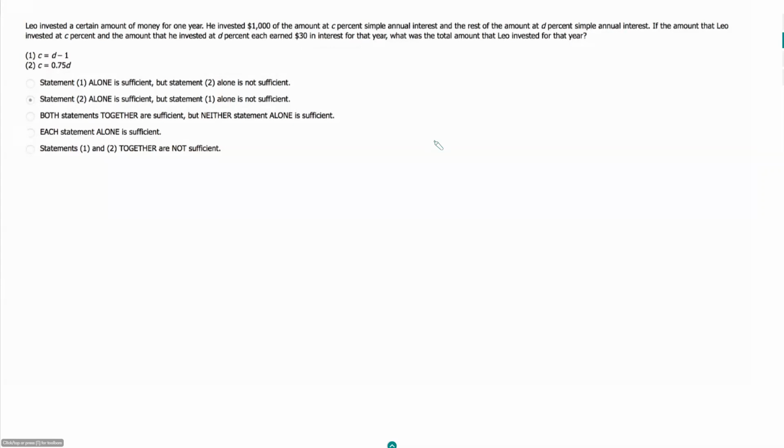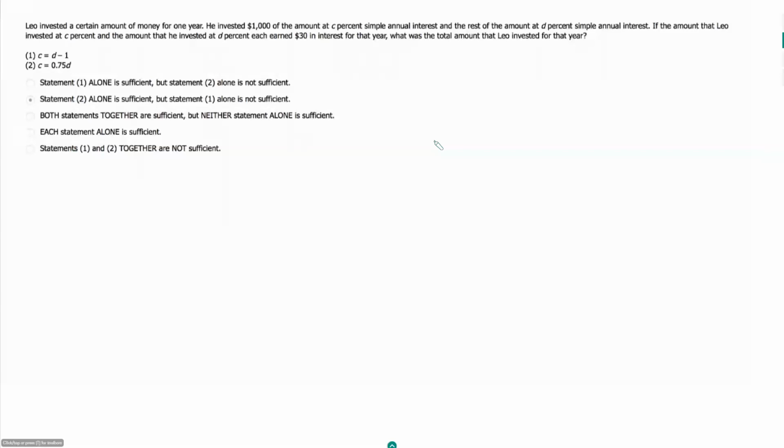Leo invested a certain amount of money for 1 year. He invested $1,000 of the amount at C% simple annual interest and the rest of the amount at D% simple annual interest. If the amount that Leo invested at C% and the amount that he invested at D% each earned $30 in interest for that year, what was the total amount that Leo invested for that year?